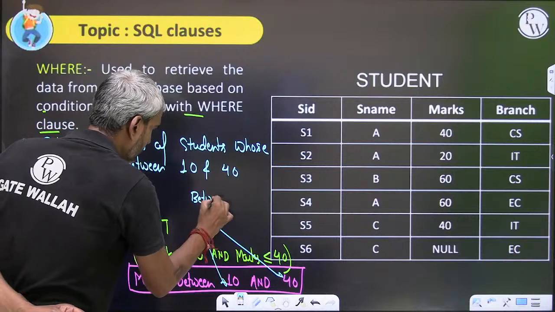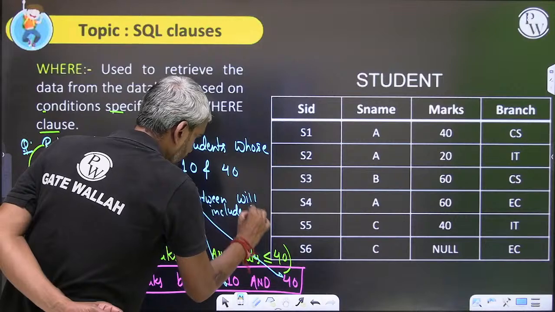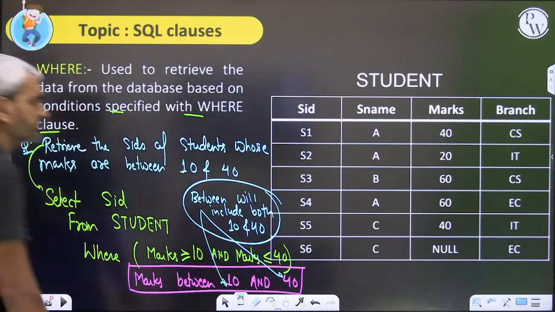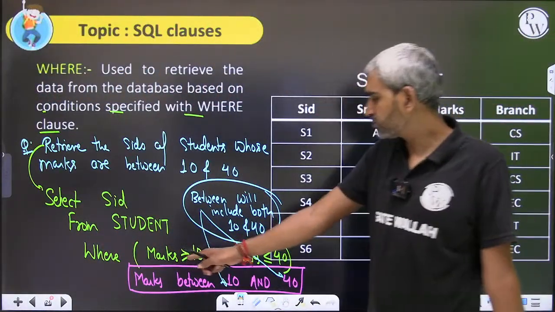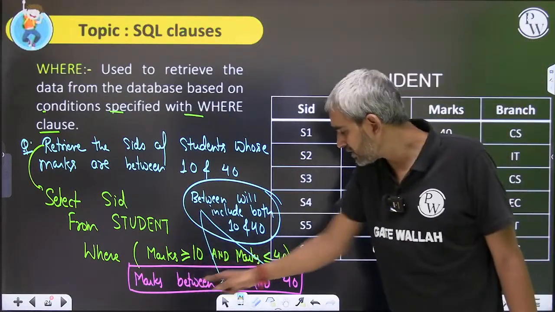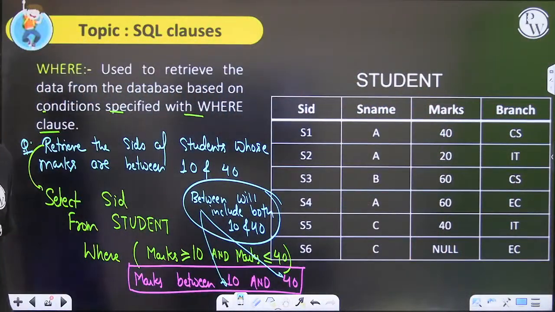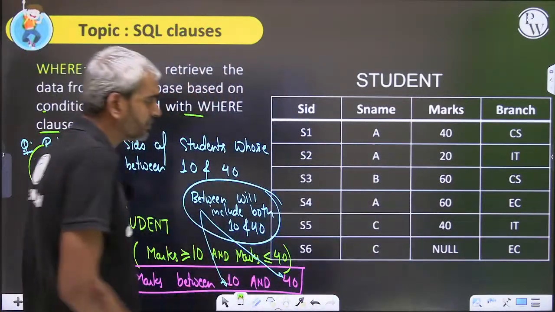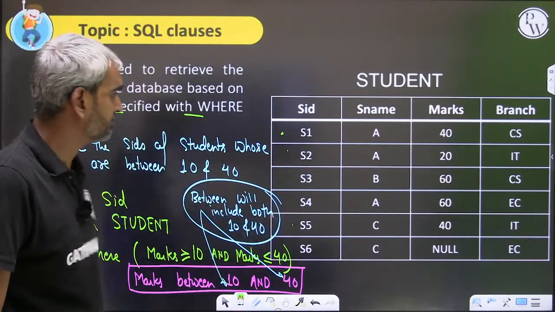So between, sir, if you use the between command, both the values are included. Between will include both 10 and 40. Is it clear? So either you can say marks have to be greater than or equals to 10 and less than or equals to 40, or you can say marks between 10 and 40. You have learned one more extra operation of structured query language. Between operation can be used. So what will be the output if I say so? The values which are between 10 and 40 are S1, S2, S5.